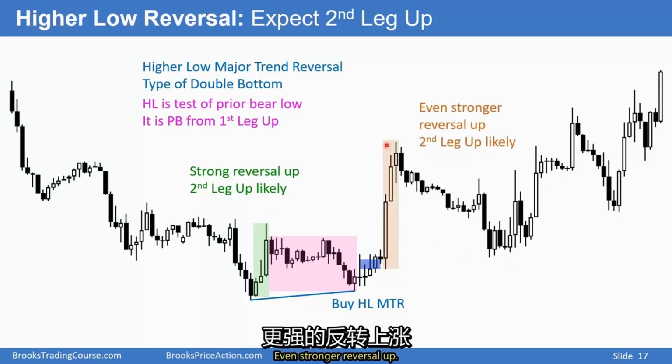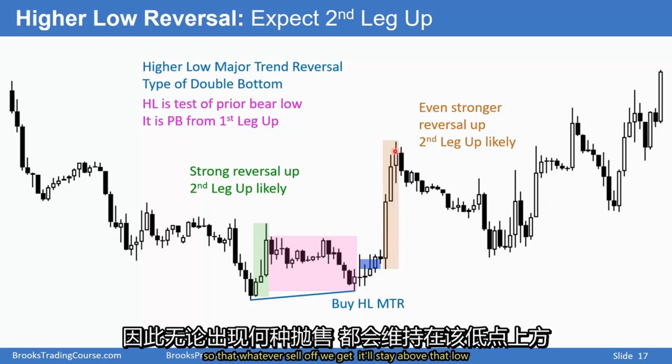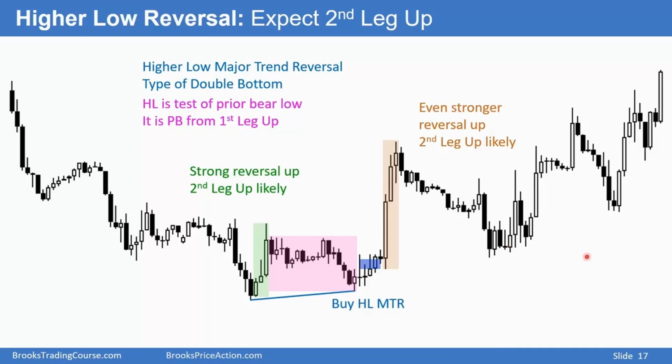Even stronger reversal up. This is much stronger than this. It's a possible second leg trap, but probably strong enough so that whatever sell-off we get, it'll stay above that low and be followed by at least a small second leg up.